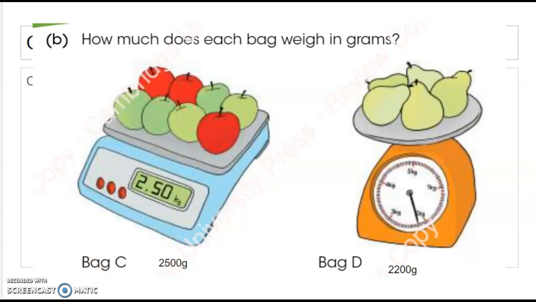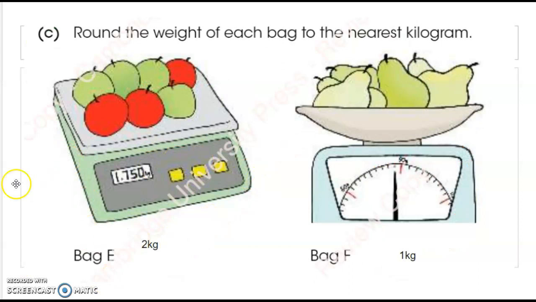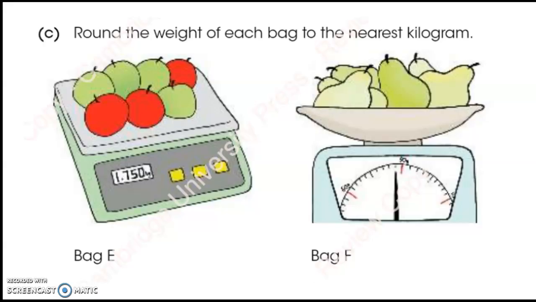Let's move on. This is the next one. Round the weight of each bag to the nearest kilogram. So 1.750 kg, if you round up 1.7 kg, what would be the weight to the nearest kilogram? 1.7 is very close to 2 kg. So the answer is 2 kg if you round up.